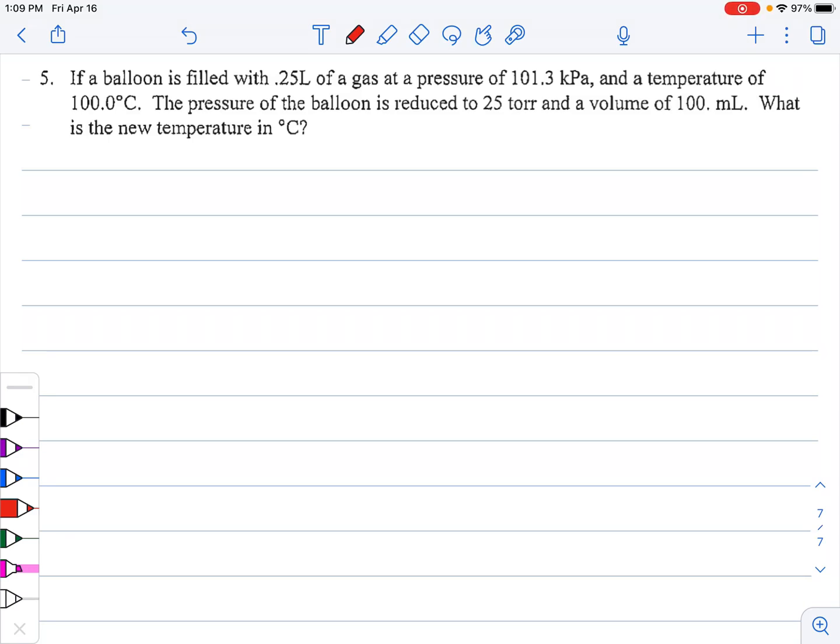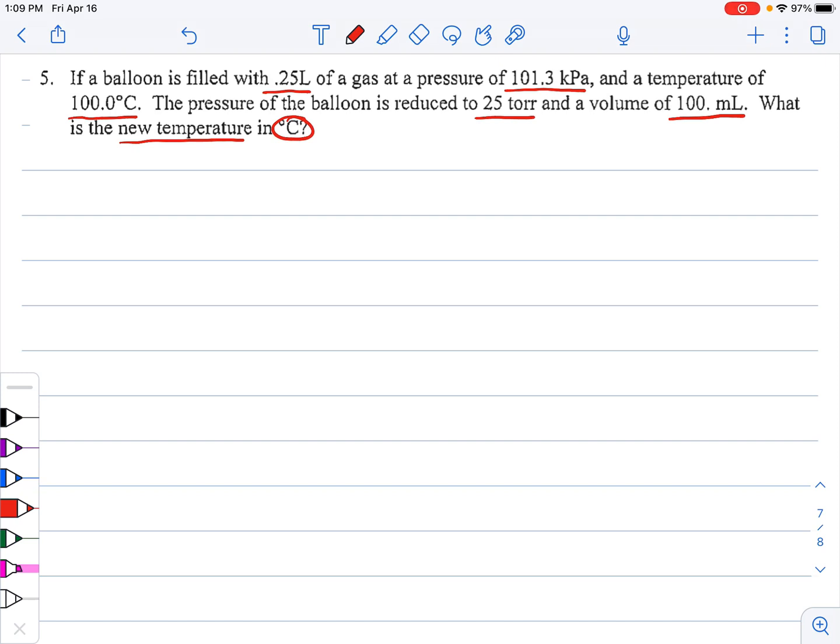This is page 4, problem number 5, gas law problems. If a balloon is filled with 0.25 liters of a gas at a pressure of 101.3 kilopascals and a temperature of 100.0 degrees Celsius, the pressure of the balloon is reduced to 25 torr and a volume of 100 milliliters. What is the new temperature in Celsius?